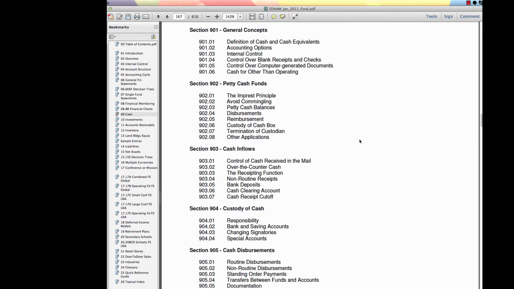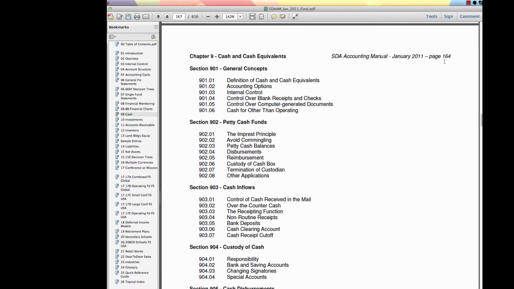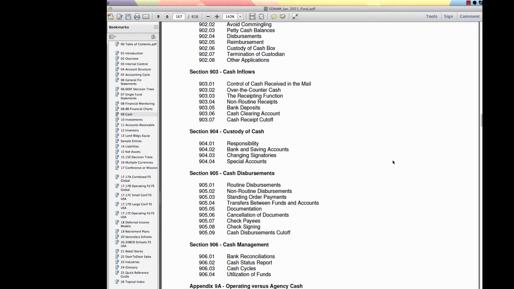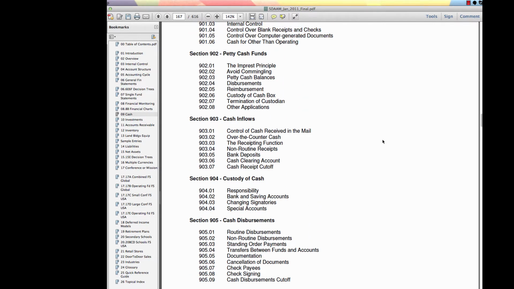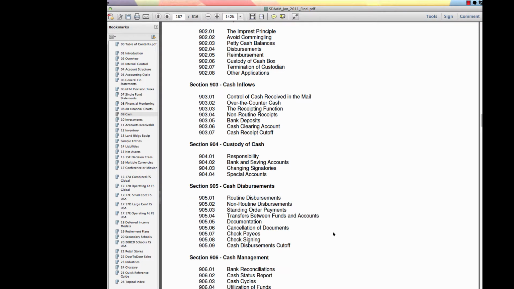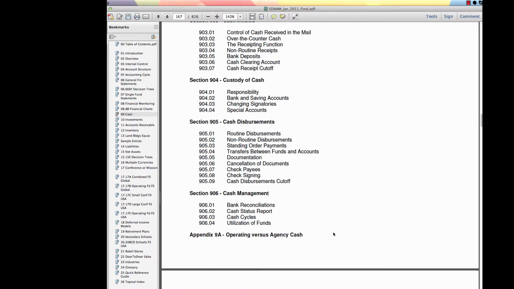And so we're starting off, I'm looking at page 164 of the accounting manual, the cash chapter. And remember, we're not covering this entire chapter, we're covering financial reporting requirements of this chapter. So in this chapter, there's an example of how to take care of petty cash and managing cash inflows and internal control over cash disbursements and cash management and agency fund. But the only points that we'll cover in this video, at least, is the financial reporting requirements.